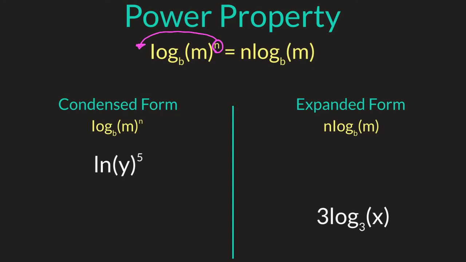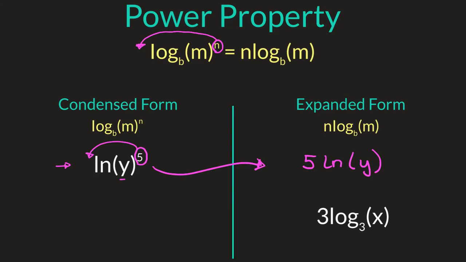So let's look at our ln of y to the 5th power. Now when we go to expand it, I only have 1 part, which is fine. This 5 is my exponent. It's going to move to the front of the ln, and we're just going to write 5 ln of y, and that's it. And then our last example, we're going from the expanded form to the condensed version.